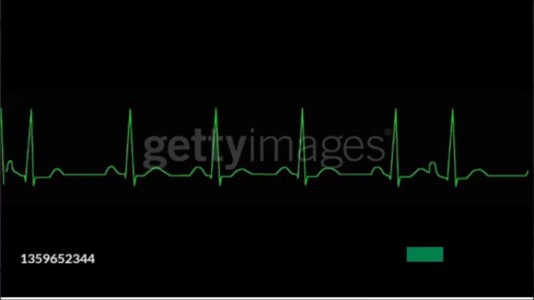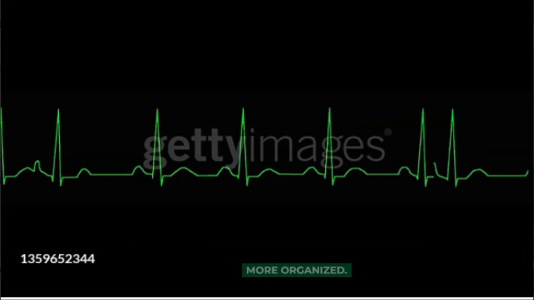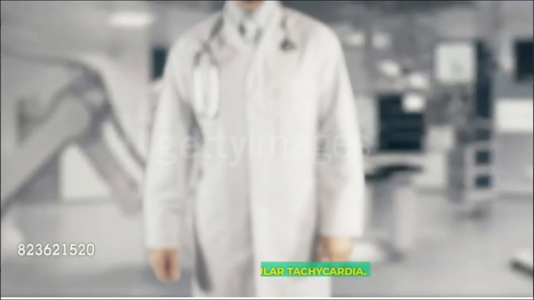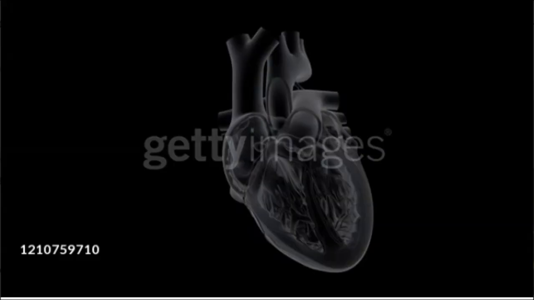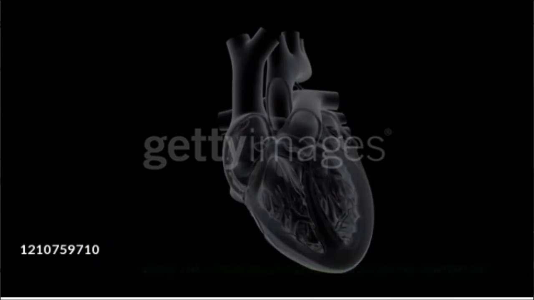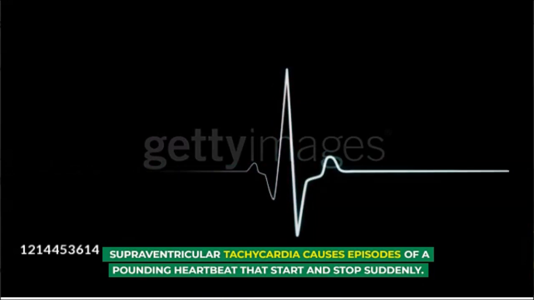Atrial flutter. Atrial flutter is similar to AFib, but the heartbeats are more organized. Atrial flutter also is linked to stroke. Supraventricular tachycardia. This broad term includes irregular heartbeats that start above the lower heart chambers, called the ventricles. Supraventricular tachycardia causes episodes of a pounding heartbeat that start and stop suddenly.